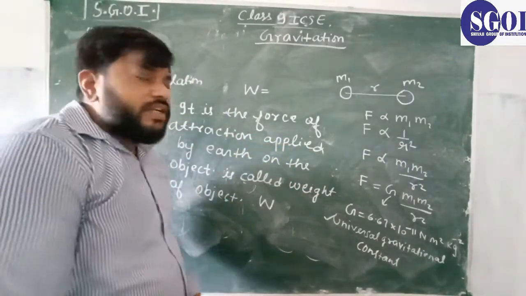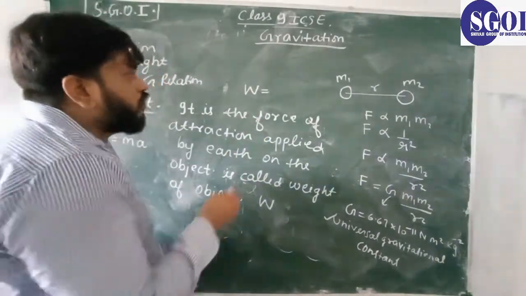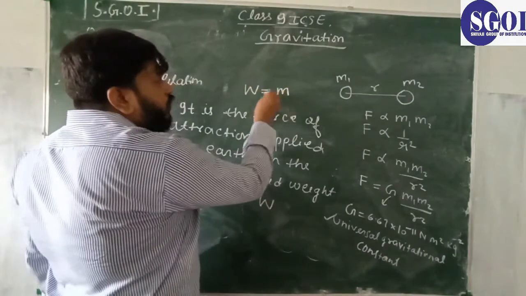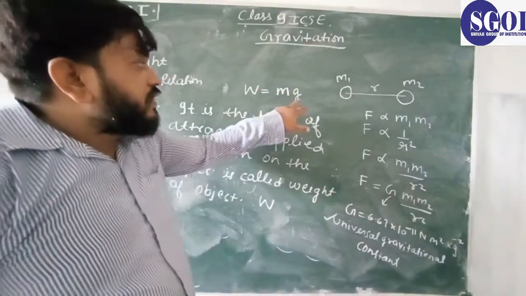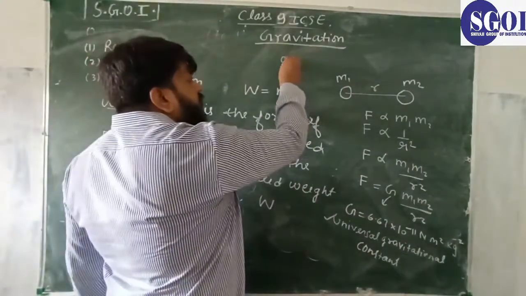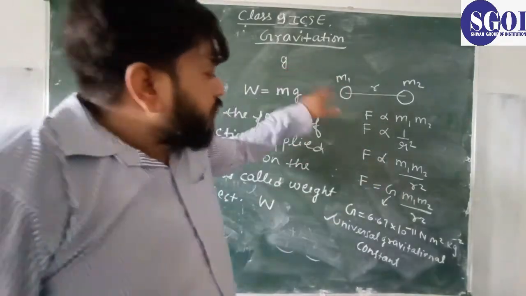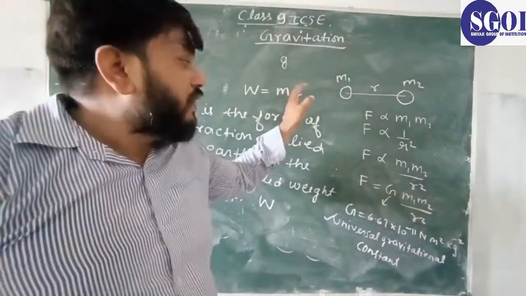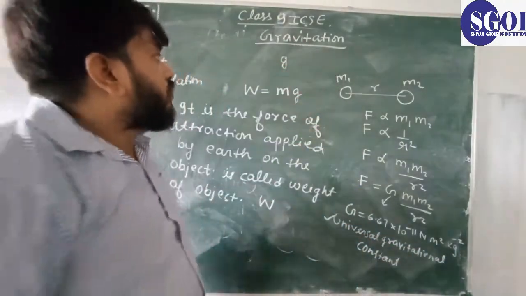So the acceleration produced here for the weight is because of the earth. So F_W equal to m into g. g is what? g is the acceleration due to gravity. This is small g, this is capital G. Don't get confused between these two terms. Both are different. Capital G is the universal gravitational constant, and small g is what?